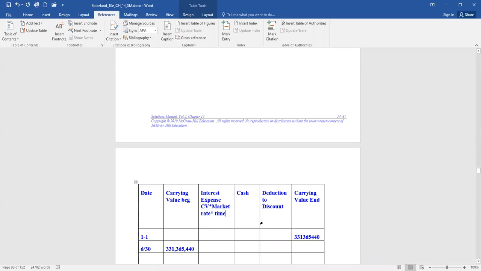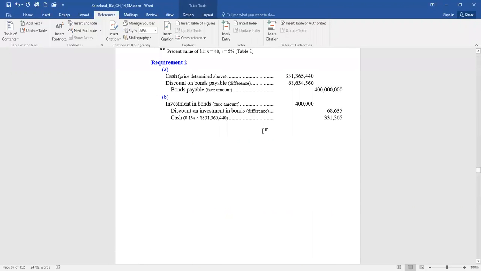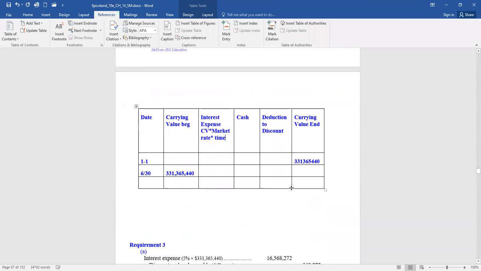So you're going to take, and that's the market rate as of the day we sold the bond, that 10%. Am I wrong? Yes, 10%. So we take 331,365,440, the current carrying value, CV, times the market rate the day we sold the bond, it's every 6 months, so 6/12. And I wish the numbers weren't so big.